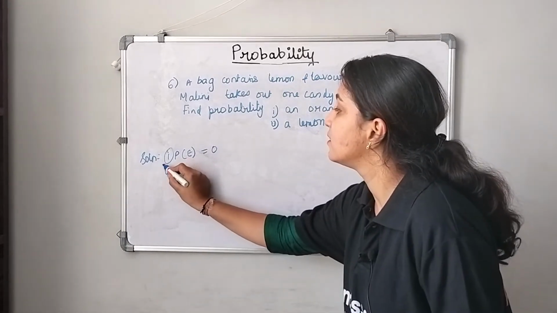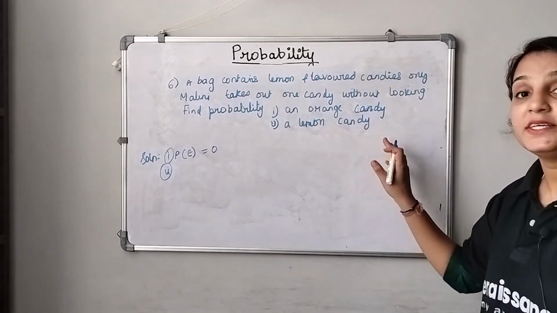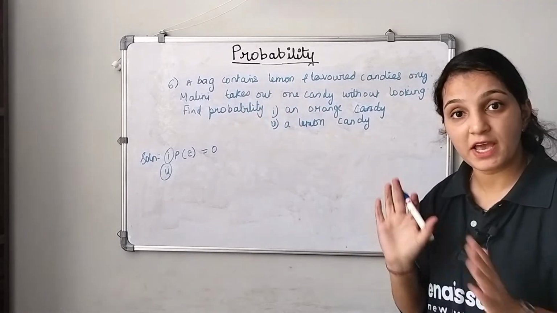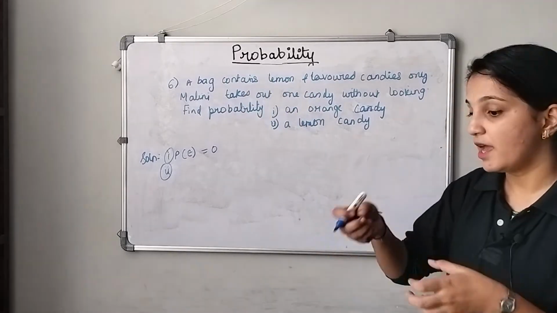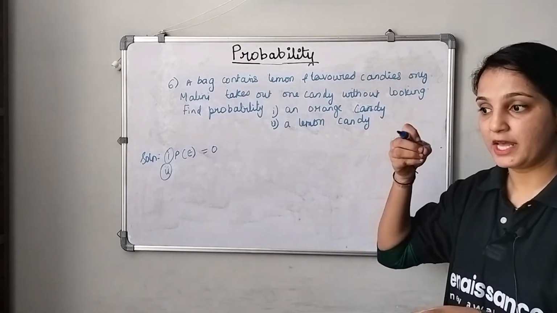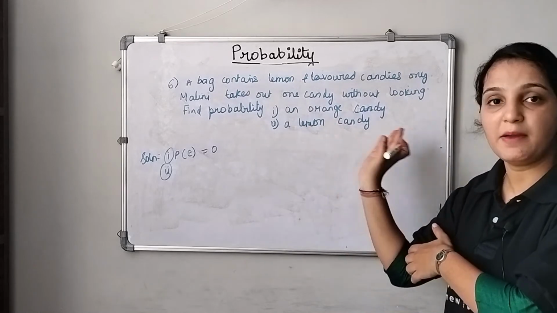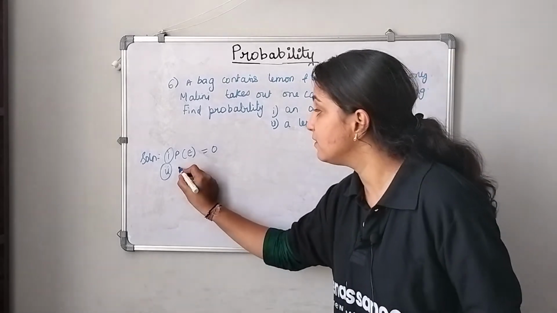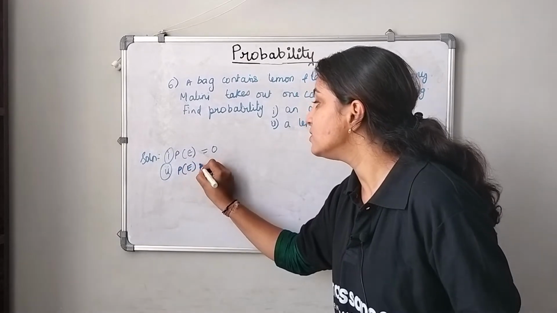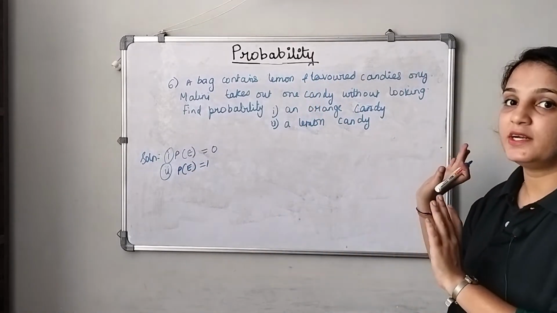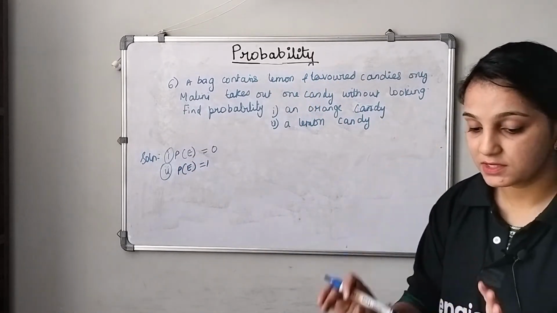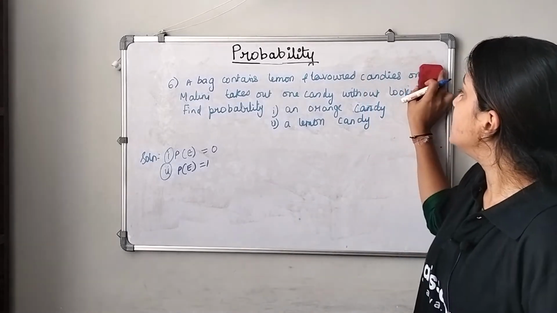Then second, a lemon candy. The bag is full of lemon flavored candies, so if she picks out any one candy, it will only be a lemon candy. So the probability of the event will be 1 because the bag is full of lemon candies only. Now we are done with the sixth question. Now we will go on to the next question.